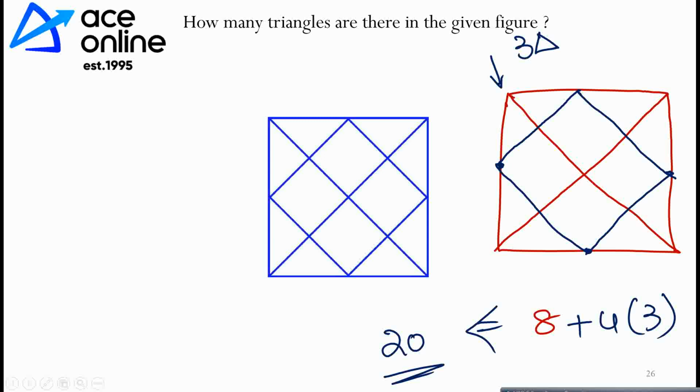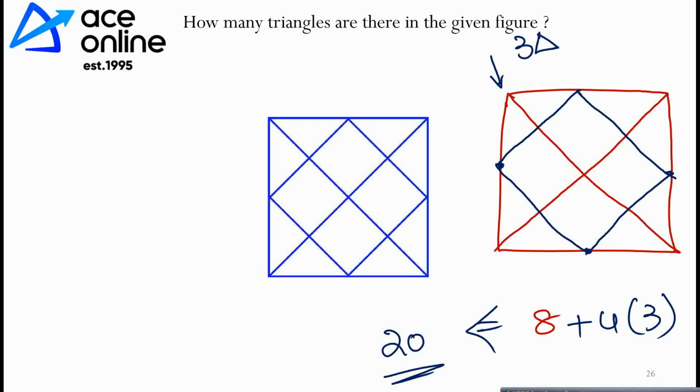Now let me know if you got any other new triangle. First I drew the basic one with the red line. There you got 8. Then I'm adding blue lines. Each blue line contributed 3 new triangles. We have 4 blue lines drawn. 4 into 3, 12 you added. 20 is the answer. If you check anything I missed, please let me know. And don't add extra lines here. These are the only lines available. Don't draw a horizontal line, then one more triangle appears above. You don't add any other lines.